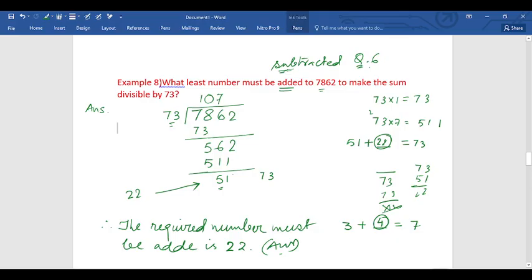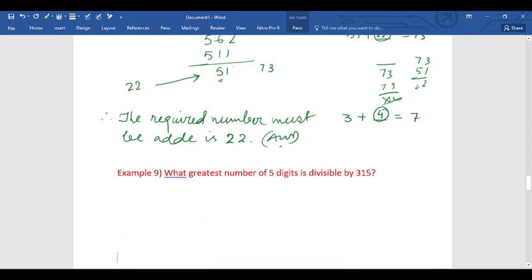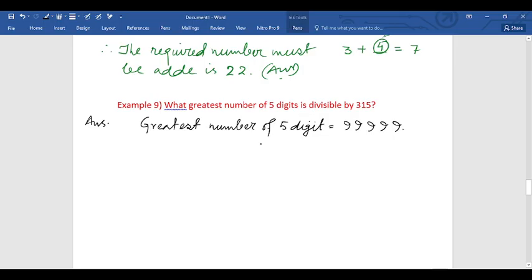The real sum begins from here, a very enjoyable sum. Now example 9: what greatest number of 5 digits is divisible by 315? Very nice question. Now the greatest number of 5 digits is equal to 5 times 9, that is 99999. But is it exactly divisible by 315? Let us check.